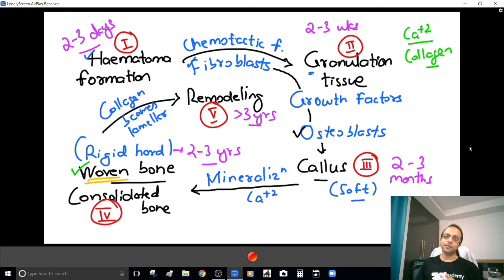the fracture healing. Hematoma complete formation takes around 3 days. Complete granulation tissue formation takes around 3 weeks. Almost complete callus formation takes around 3 months. Gaining strength for the bone takes around 2 to 3 years. And remodeling continues after 3 years for the life of the patient.